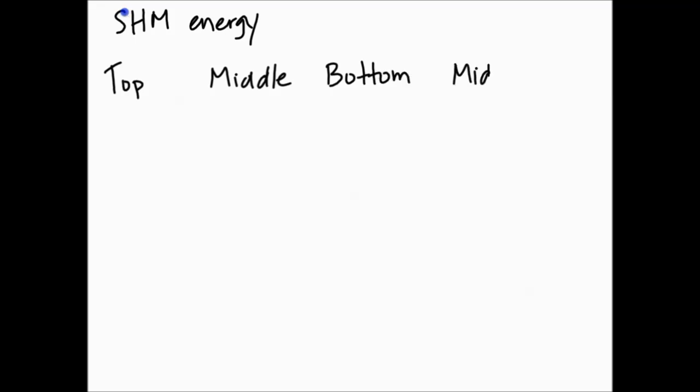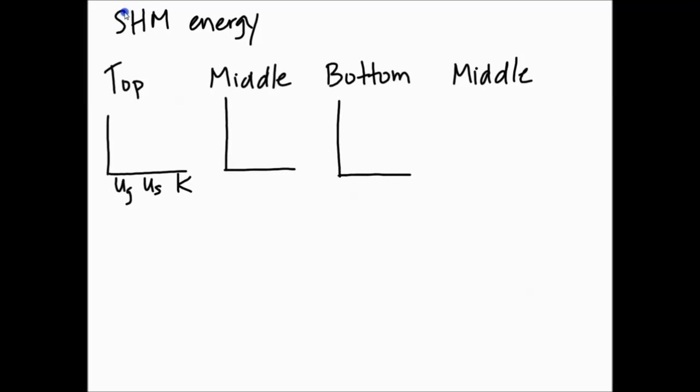parts of the motion. The top, the middle, the bottom, and then the middle again. So you can think of this as the middle on the way down and the middle on the way up. So for each of these, we're going to draw the L, and we're going to fill in the 3 columns. So there's gravitational potential energy, spring potential energy, and kinetic energy. So some combination of those at all 4 points. So then we'll fill in the columns for each of these graphs, and then we'll get started figuring out where these exist.